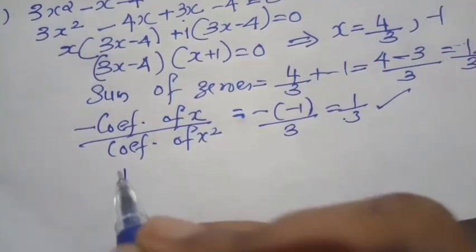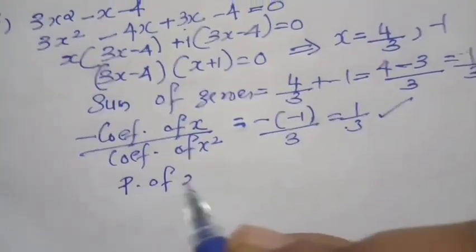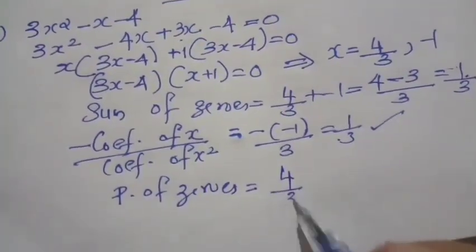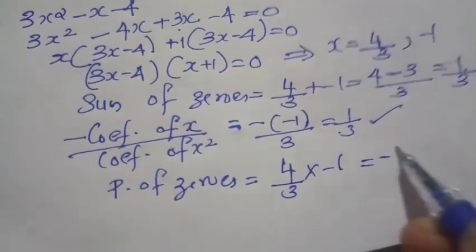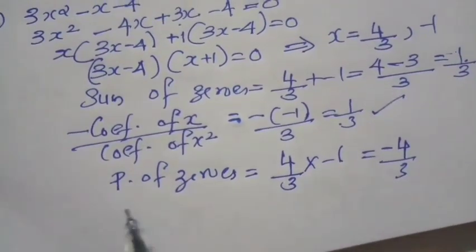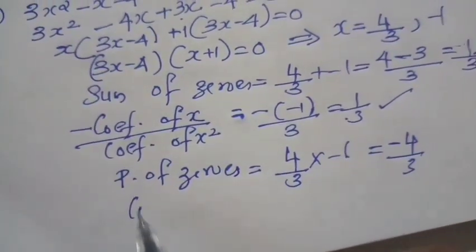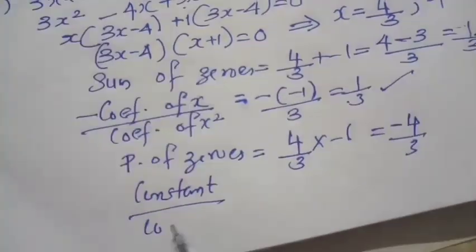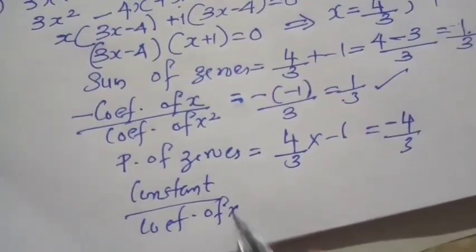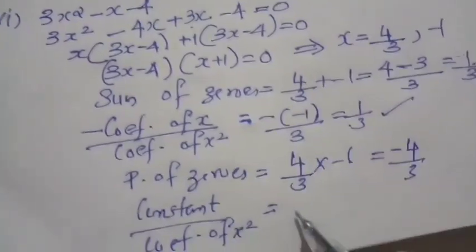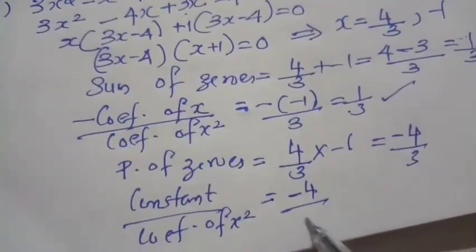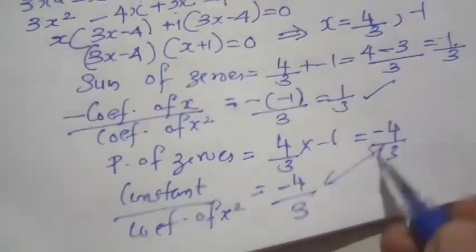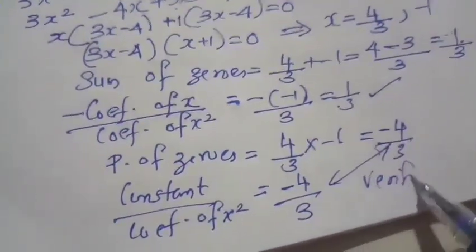Next we have to find the product of zeros. What is the product of zeros? 4 by 3 into minus 1 will give you minus 4 by 3. And what is the relation? This should be equal to the constant term divided by coefficient of x square. What is the constant term here? It is minus 4. What is the coefficient of x square? It is 3. See, these are proved. So the second relation is also verified.